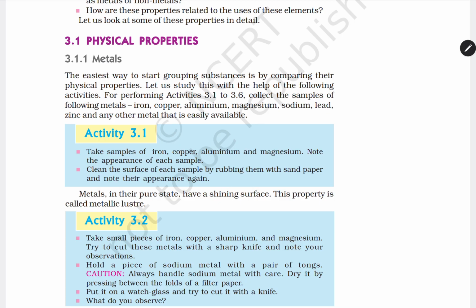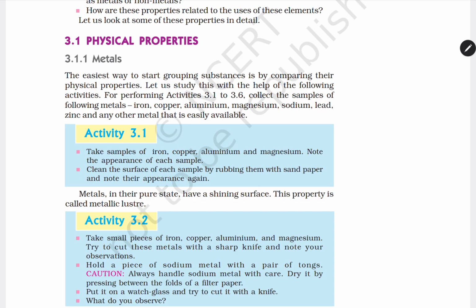Now we are taking different activities here. The purpose of these activities is to identify the properties of metals. If you observe what they are doing, we take samples of iron, copper, aluminium and magnesium. Note the appearance of each sample. Then clean the surface of each sample by rubbing it with sandpaper and note its appearance again.